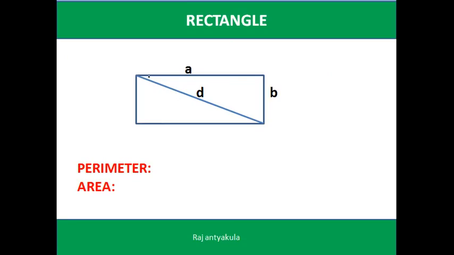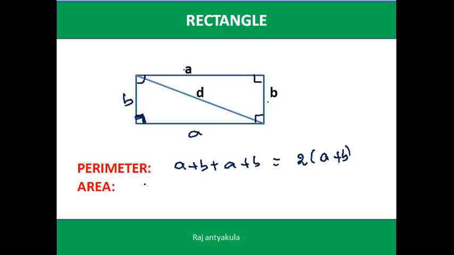Rectangle. What is meant by rectangle? In a parallelogram, if adjacent sides are perpendicular, then we call it a rectangle. See here, this is A and this is A, and if this is B, this is also B. So what is the perimeter? Simply adding outer dimensions: A plus B, A plus B. So perimeter of a rectangle is 2 times (A plus B).